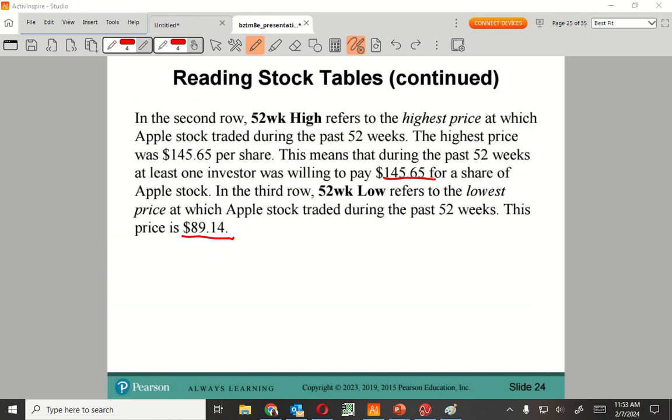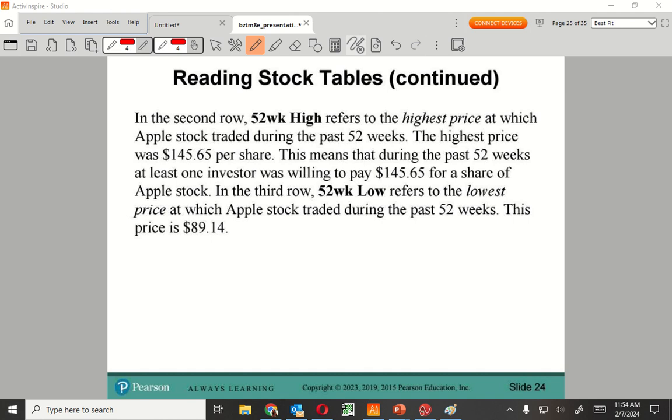Next thing is, second row, the 52-week high refers to the highest price at which Apple's stock traded in the past 52 weeks. The highest price was $145.65 per share. That means that during the past 52 weeks, at least one investor was willing to pay $145.65 for a share of Apple stock. The third row, the 52-week low, refers to the lowest price Apple stock traded at during the past 52 weeks.